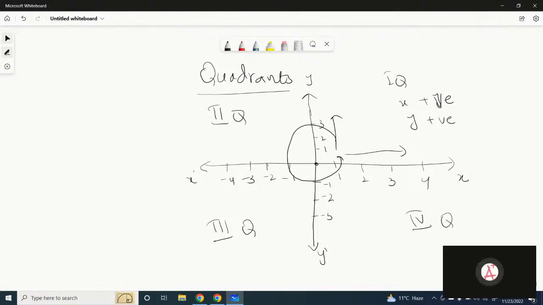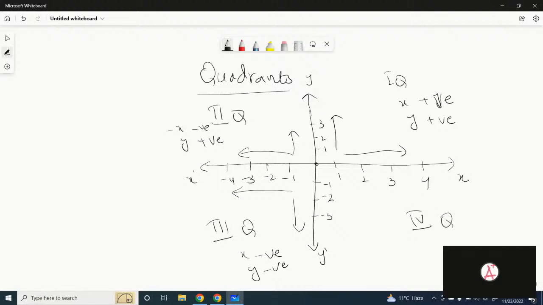Now when we move on to the second quadrant, you have the negative x values and the positive y values. Got it? x values are negative and y values are positive. Got it? Okay, in the third quadrant, just look here, all x values are negative and all y values are negative. So here x is negative and y is also negative.